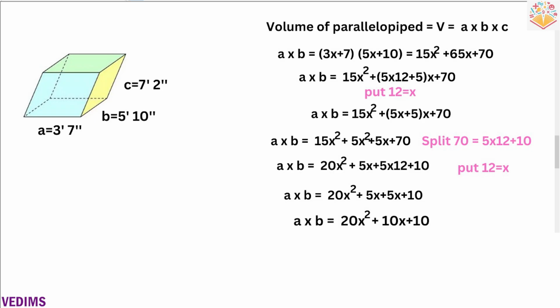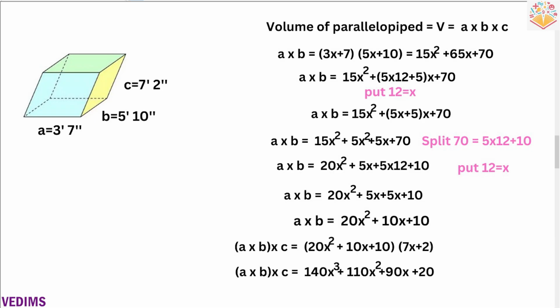Now we have to multiply with the C, because it is the third dimension; so far we multiplied only 2 dimensions. Now multiply the C. A into B into C. A into B, just now we got 20x square plus 10x plus 10. C, you can see in the figure, it is 7x plus 2. Now take the actual product.